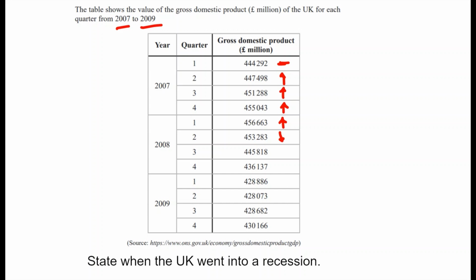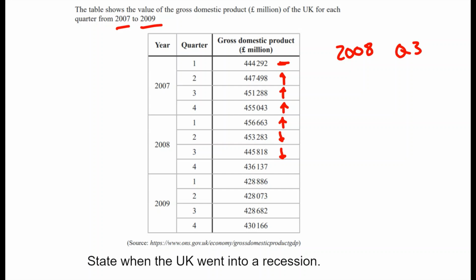Now, if it goes up again, that doesn't matter. We haven't fallen into recession. But if we look here, the GDP does in fact fall again. So when does the UK go into a recession? Well, it goes into a recession in 2008 quarter three.